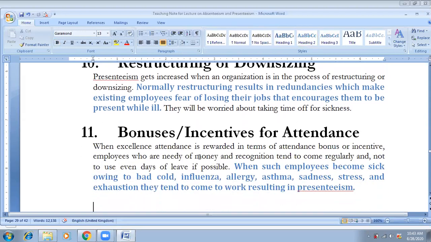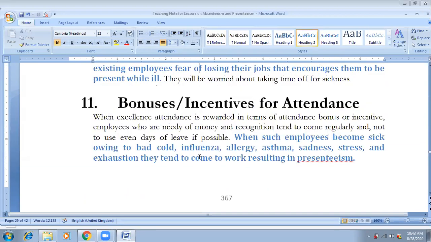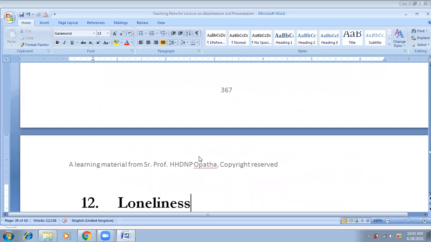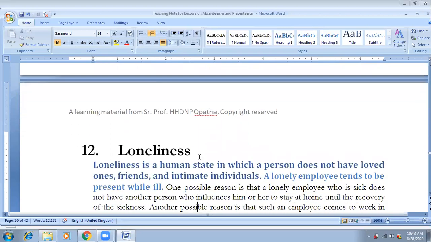Then number 11, bonuses and incentives for attendance. Of course, if there are bonuses and incentives for attendance, then it is more likely that employees attend irrespective of illness, because they want to get the bonuses and incentives.